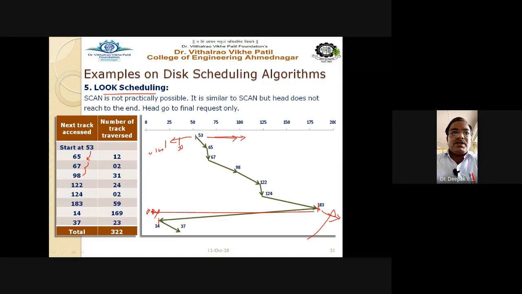From 14, it will again reverse the direction, and only one request comes across the path, that is 37. The total seek length is 322, and the average seek time is 322 divided by 8, that is 40.25. Okay, so that's all about the examples. We have seen three different examples on these algorithms, that is FCFS, SSTF, SCAN, C-SCAN, LOOK, and C-LOOK algorithms.